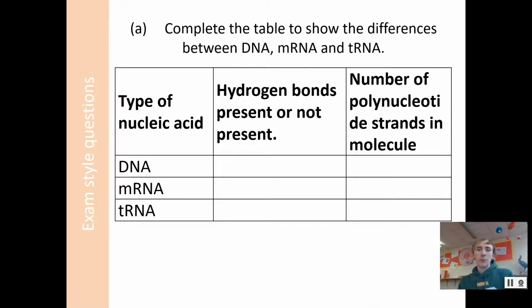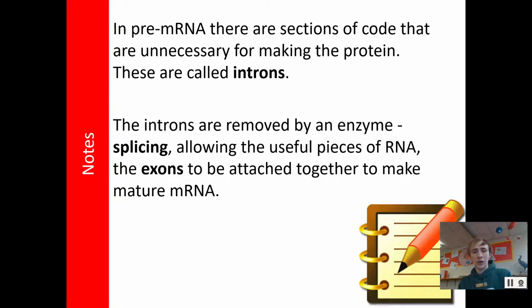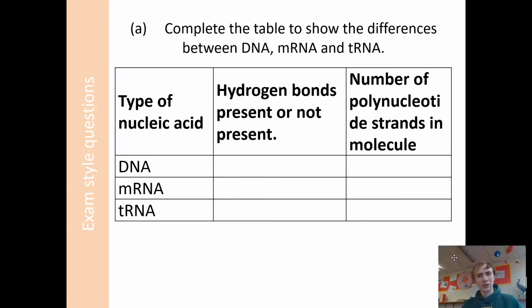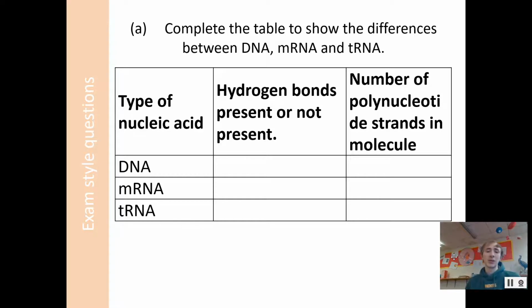Right. Now, we're going to do some questions on this. So, all we need to know so far is the basic stages of transcription and the different types of RNA. So we're going to do some questions on each of those. That's your first question. It is, I believe, a 2 marker. I don't really need you to copy out the table in full. It's very similar to what we did earlier. Can you just please work out for yourself where would you put ticks and what numbers would you put in the number of polynucleotide strands? Again, hydrogen bonds present or not present?